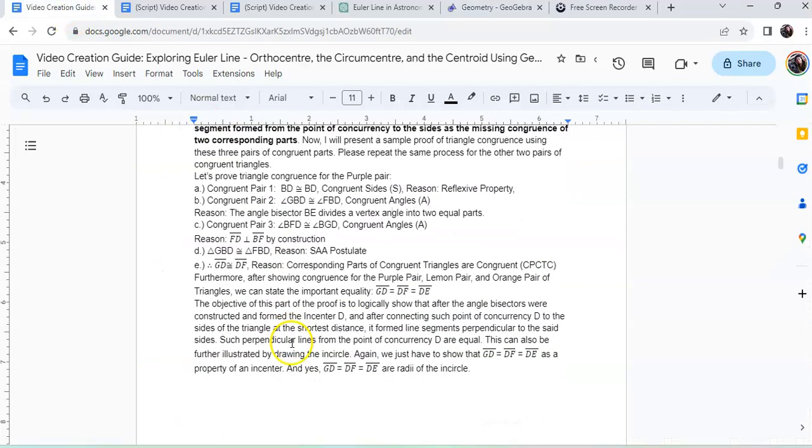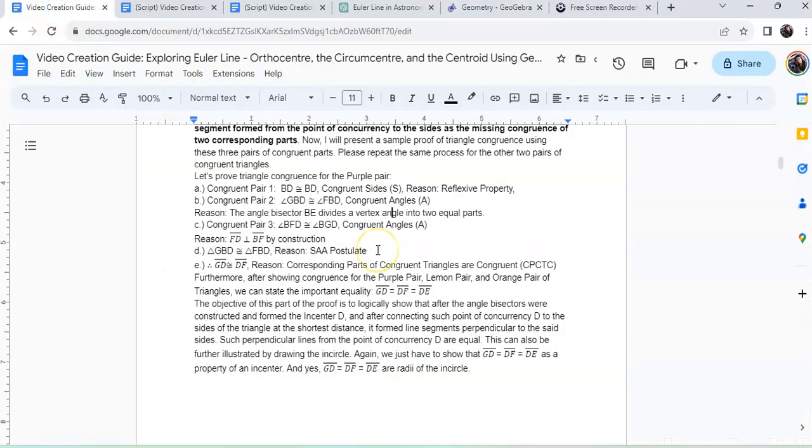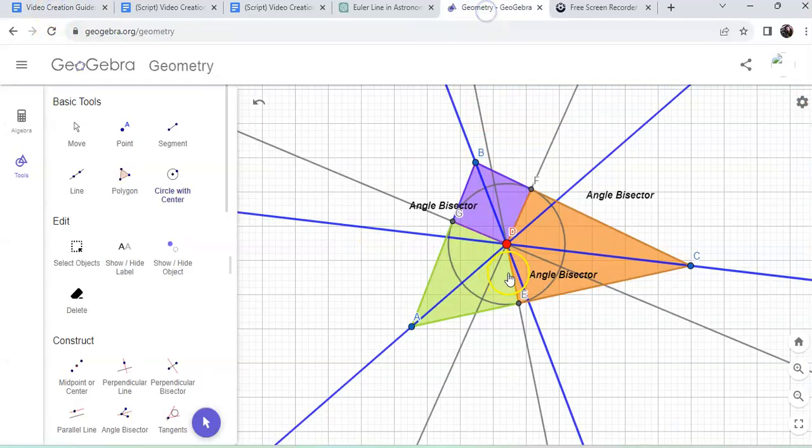Next, congruent pair number 3. Angle BFD is congruent to angle BGD. We have congruent angles. The reason: side FD is perpendicular to side BF by construction. So let me show you. So we have side FD is perpendicular with side BF.